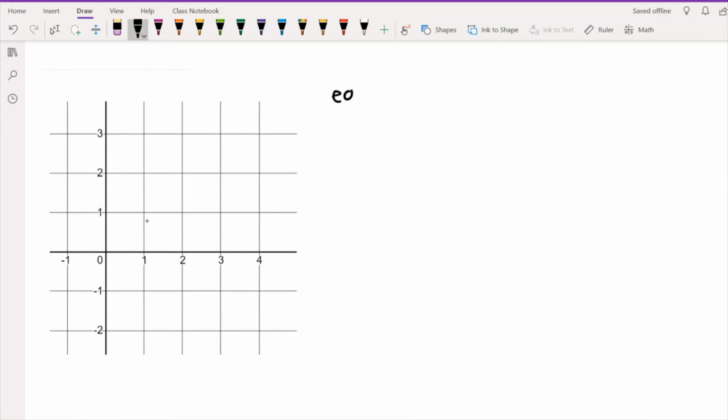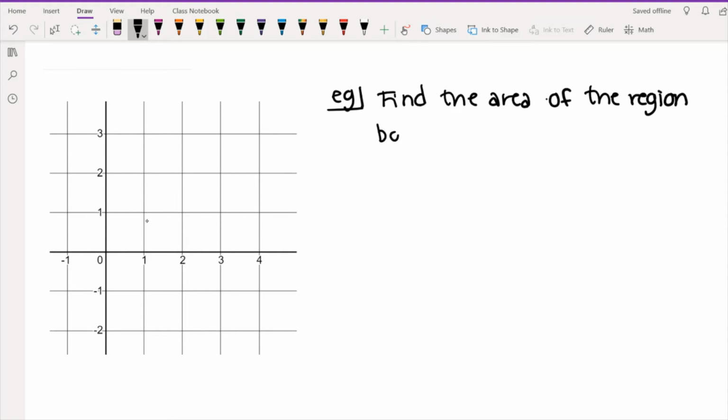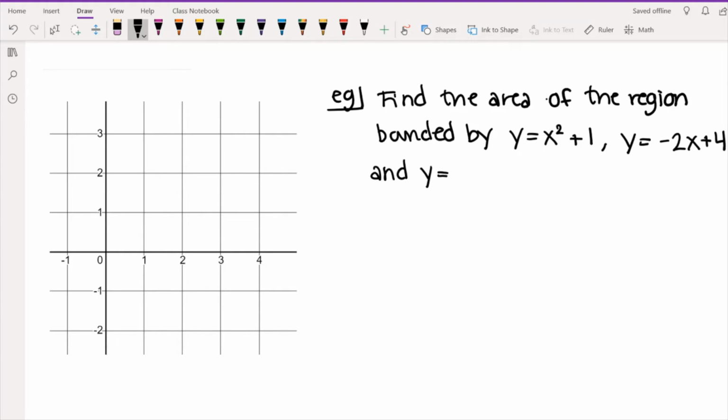So in this example, I want to find the area of the region bounded by. In this case, we have y is equal to x squared plus 1, y is equal to negative 2x plus 4, and y is equal to negative 1/2 x plus 1.